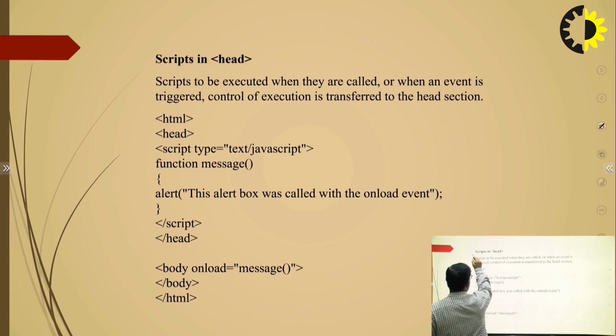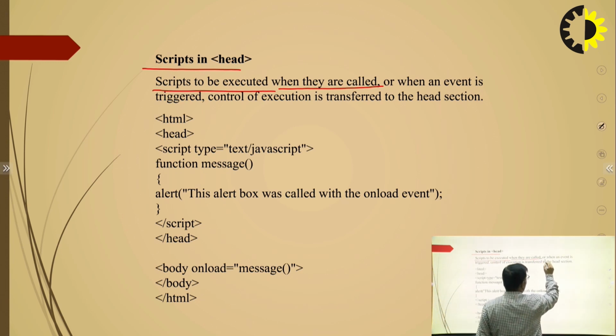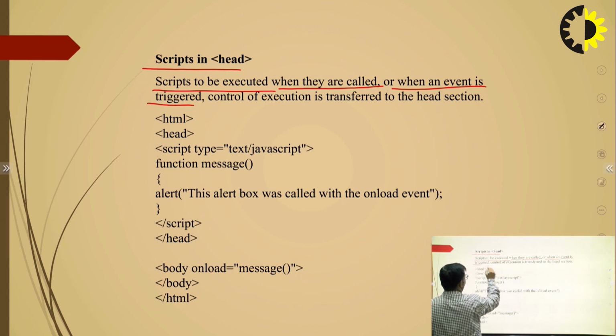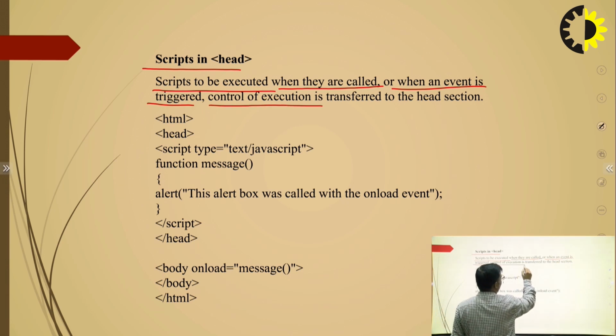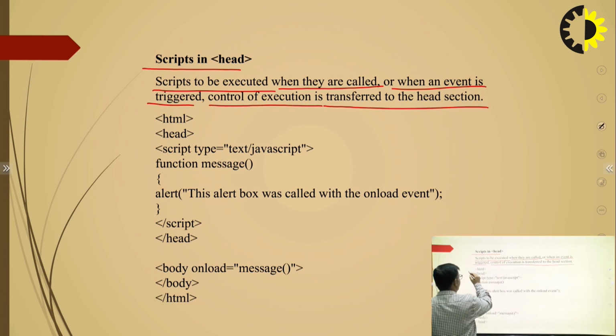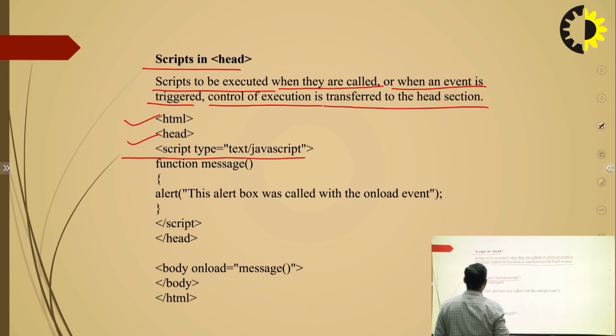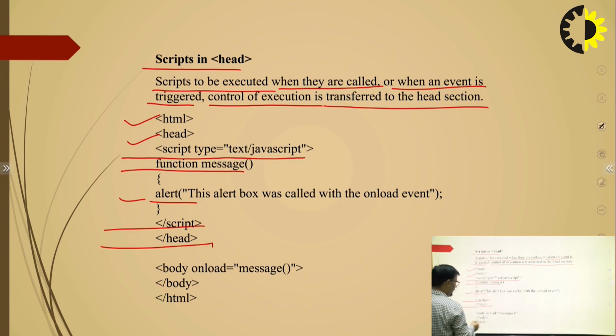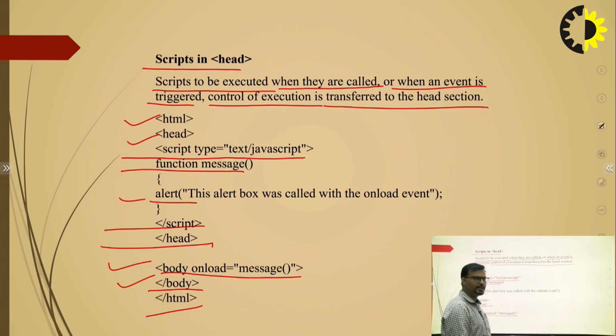A script in the head: scripts to be executed when they are called or when an event is triggered. Control of the execution is transferred to the head section. Then HTML, then head, then a script in JavaScript, then function message, and through the function message we will show an alert. Then close the script and close the head, then again body onload message, then close the body and the HTML. This is a script in the head.